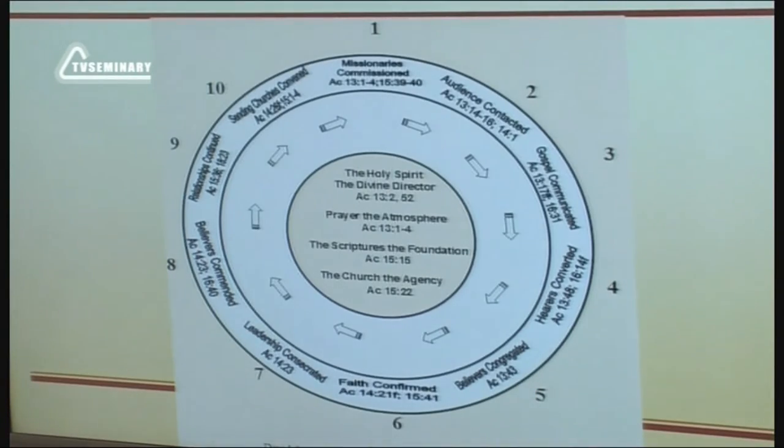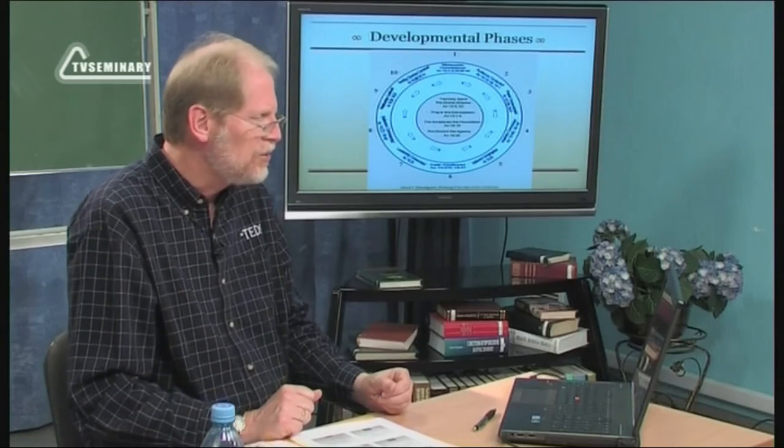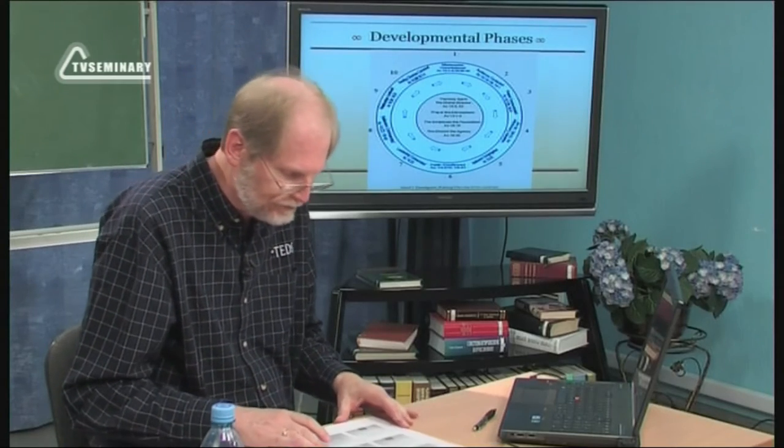And so this is sort of a typical missionary approach: entering, preaching, converting, gathering, developing leaders, commending to the Lord, and then moving on. This is the so-called Pauline cycle. And you can look at this diagram in more detail and see the scriptures that he gives to each one of those phases. And so many people have found this to be helpful.